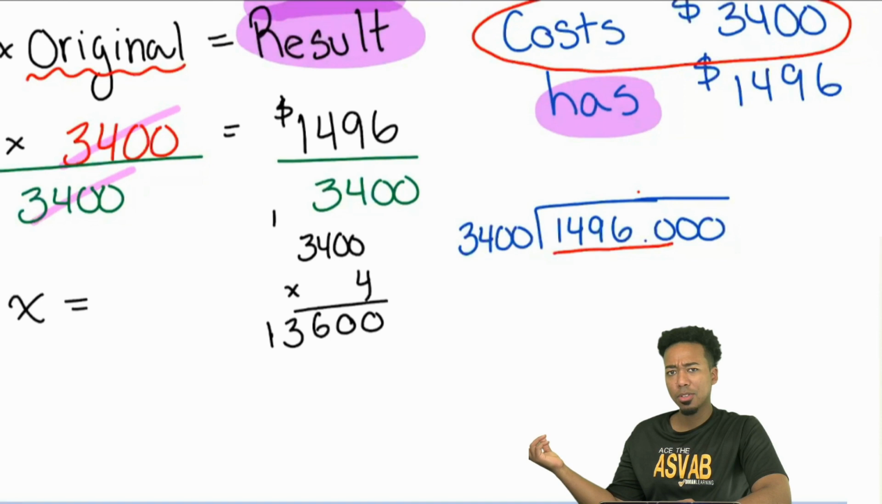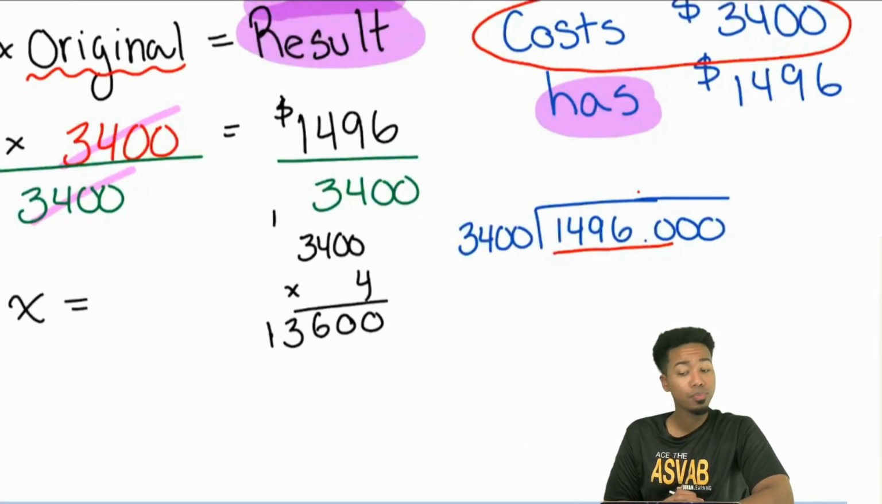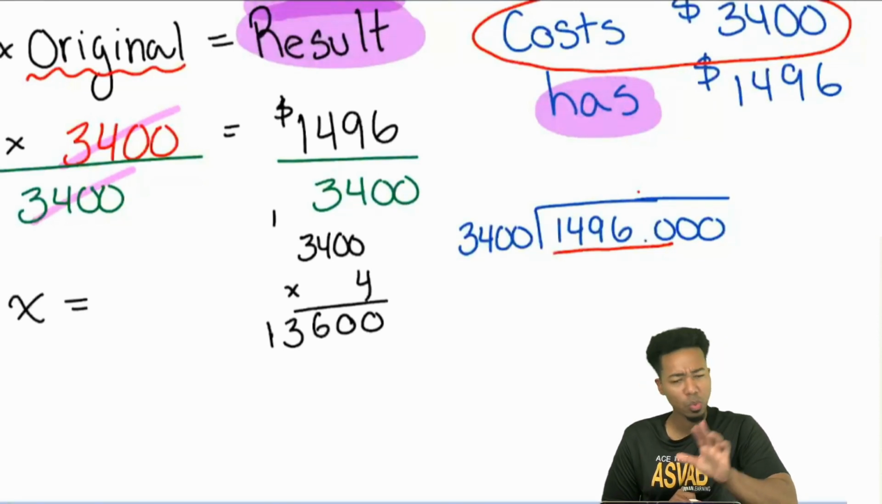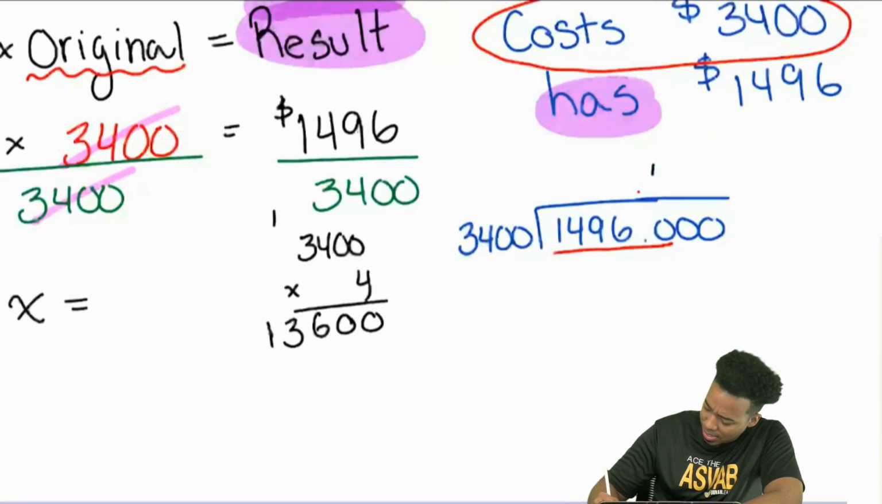If we added another 3,400, would that be too much? If we tried to go up one more, would that be too much? Yeah, it would be. If we added another 3,400, that would end up being 17,000. It wouldn't end up working out. So we'll stick to 4. That's a nice guess. It works.